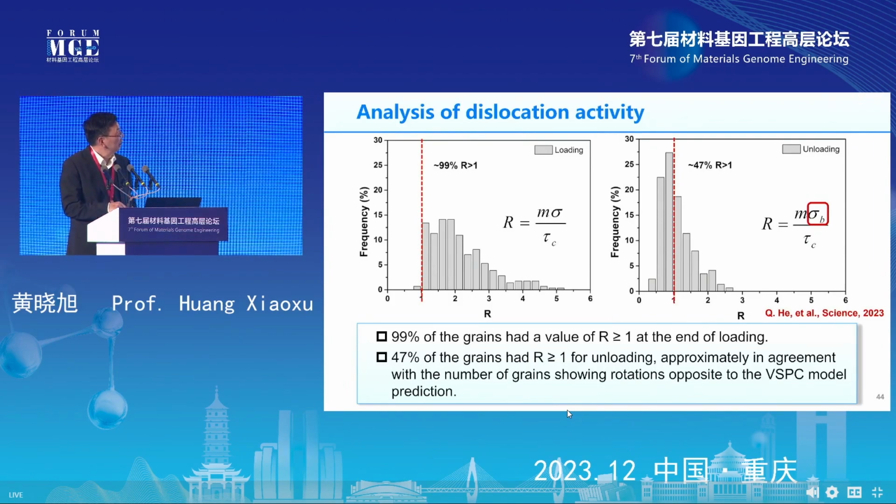during the unloading process, based on the mirror back stress, we found almost half of the grains have an R value larger than 1, which means in those grains dislocation activity can occur, where the back stress can really drive the dislocations back in the opposite direction.